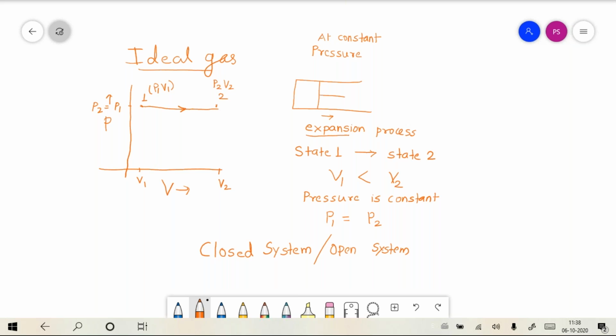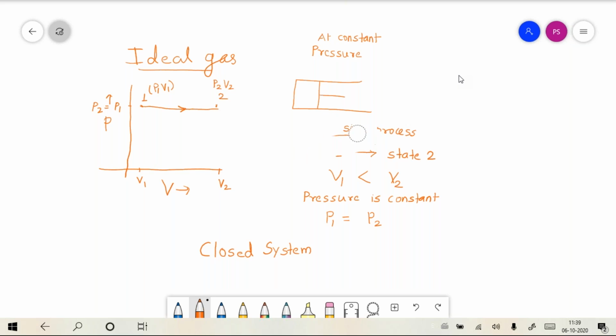So let us look at it now. Let us try to apply. So it is a closed system, which I had drawn is a closed system. Now let us try to apply the first law of thermodynamics to it. So write the mathematical expression for the first law of thermodynamics.